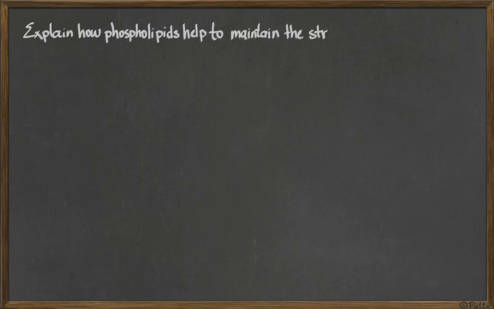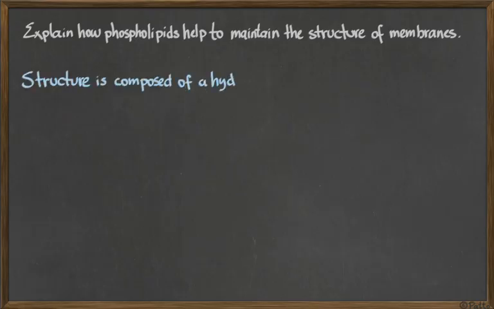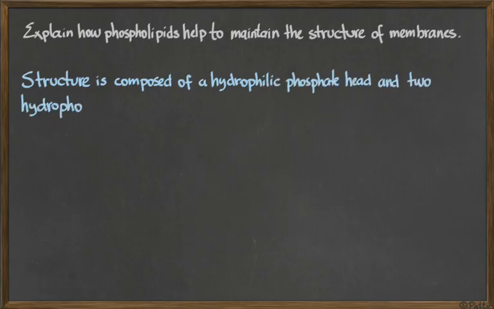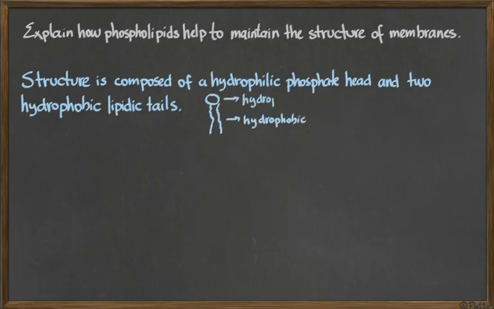One thing that you might be asked is to explain how these molecules, the phospholipids, help to maintain the structure of the membranes. So it looks like a very big question with no very big answer, but the trick here is to go into parts. Okay, so the structure of the phospholipid is a hydrophilic phosphate head and two hydrophobic lipidic tails. So this is how they look like. A drawing is always a good idea. So you show there the hydrophilic head, the hydrophobic tails. This is how they look like.